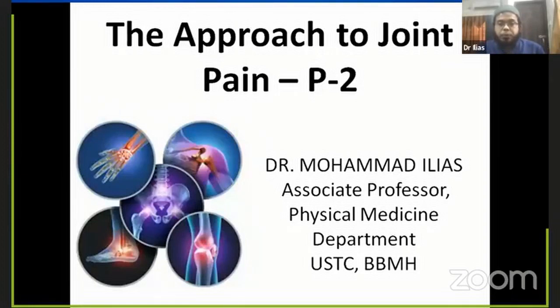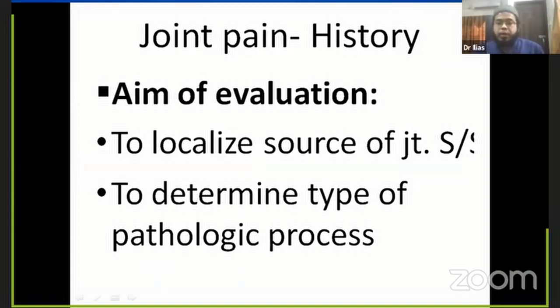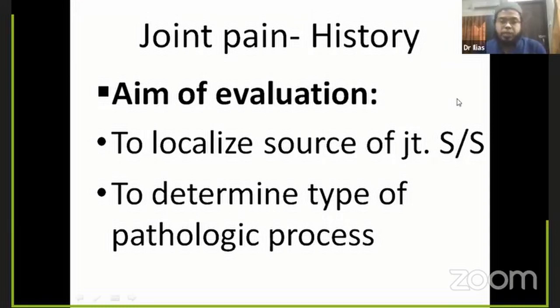I'm going to show the slides to you. I think I told you earlier about the joint pain history. Taking the joint pain history is very important for early assessment in the clinical examination, and for reaching the exact pathology of the joint signs and symptoms. That's why the aim of evaluation is to localize the source of the joint signs and symptoms and to determine the type of pathologic process. Without taking a proper history, we can't think of specific joint pathologies. We can't determine the pathological process and the cause behind the signs and symptoms. That's why history taking is very important. Without taking a proper history, we can't go for the clinical examination. We can't think of the aim of reaching a clinical diagnosis. That's why history taking is very important for the students.